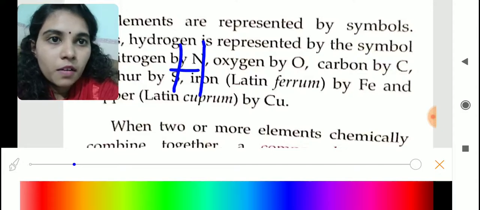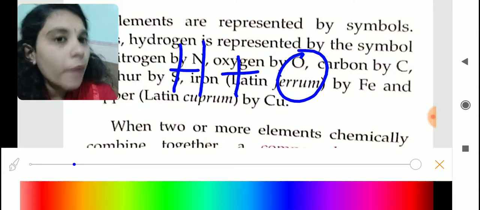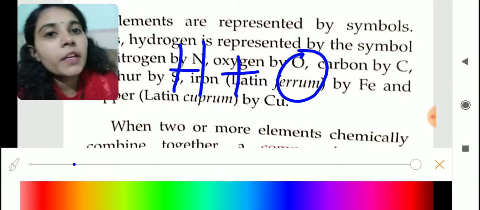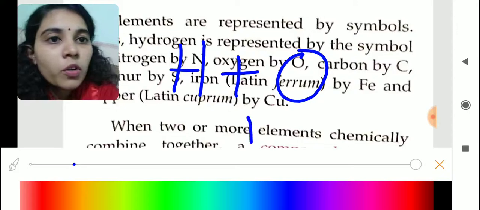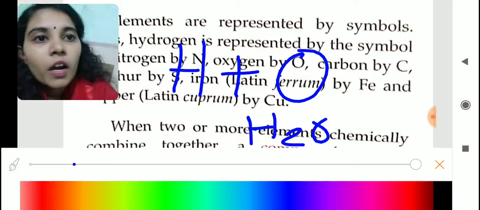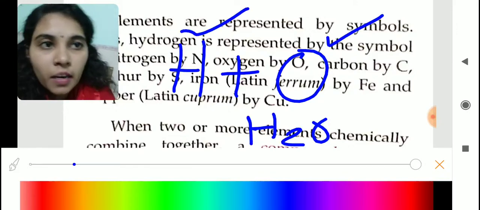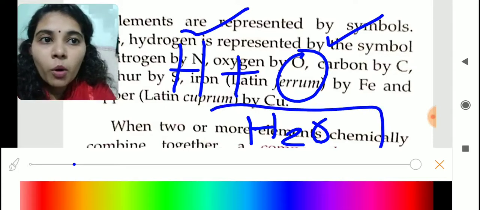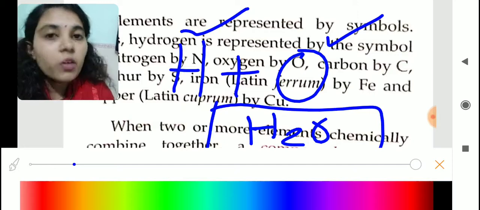Hydrogen plus oxygen, they are combining together. Okay, what will we get? Hydrogen and oxygen are combining together. We will get a compound called H2O. Hydrogen is an element, oxygen is an element. When two elements combine together, we will get a compound. Okay, we will get a compound.